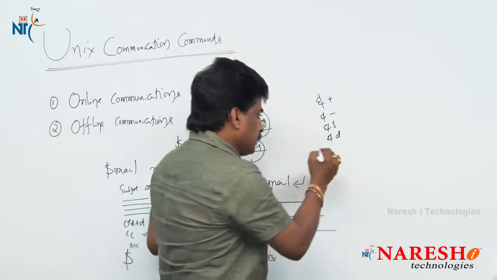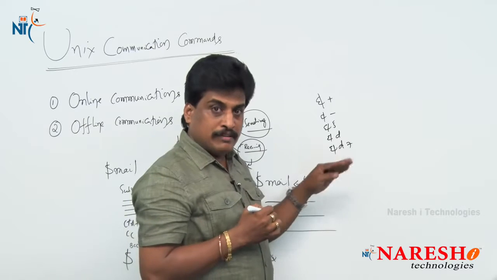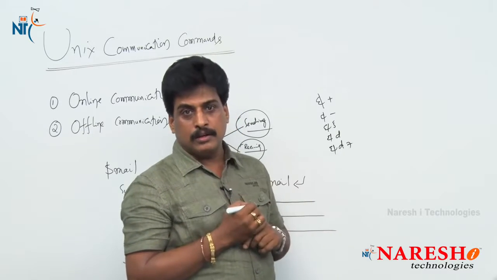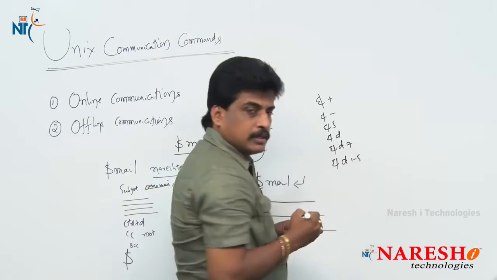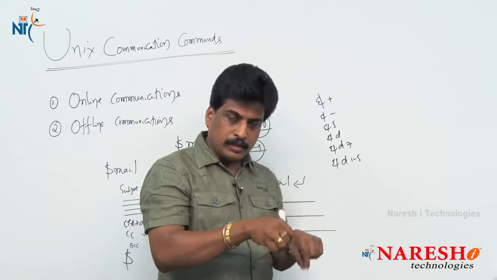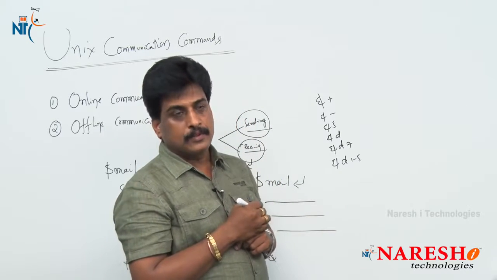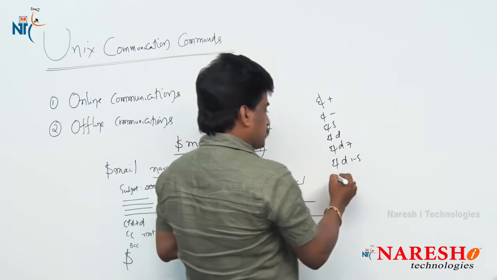No, I want to delete a particular message. D 7, so the seventh message will be deleted from your inbox. For example, I am saying D 1 to 5. It deletes all messages between 1 to 5, including 1 and including 5. So this is the prompt. We can perform several actions here.